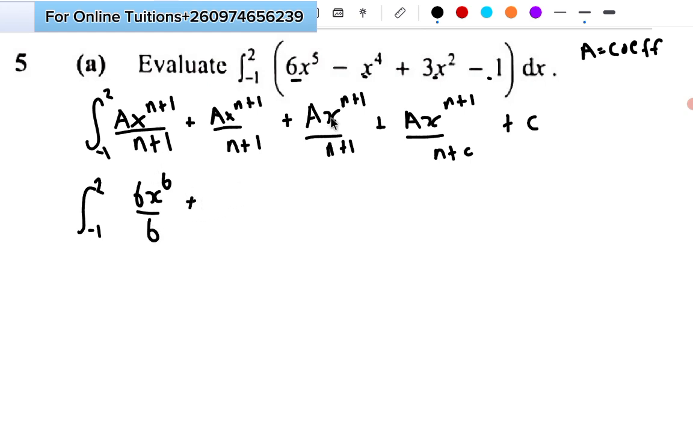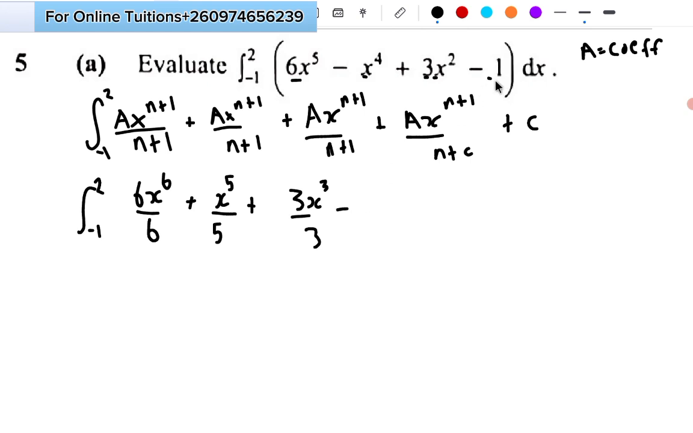You go to the next one. What's your coefficient here? The number in front of x^4 is 1. You don't write the 1, so we simply write x. Now this is 4, so 4 plus 1 would be 5, so it is over 5. Again, for the next one a is 3, and 2 plus 1 is 3, 2 plus 1, 3 again.